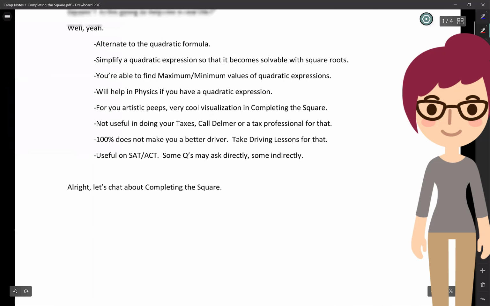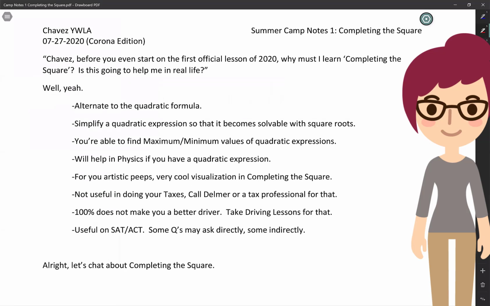So here are today's notes. We're going to be talking about completing the square. This is supposed to be just like the notes from this summer. So why must I learn completing the square? And is it going to help me in real life?